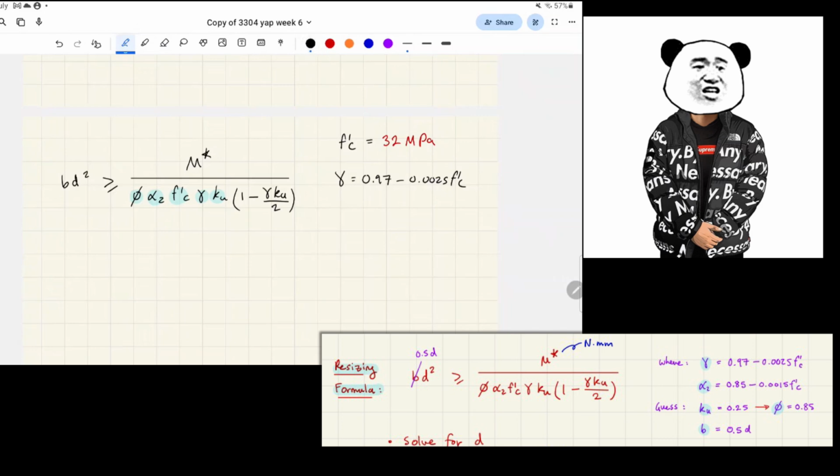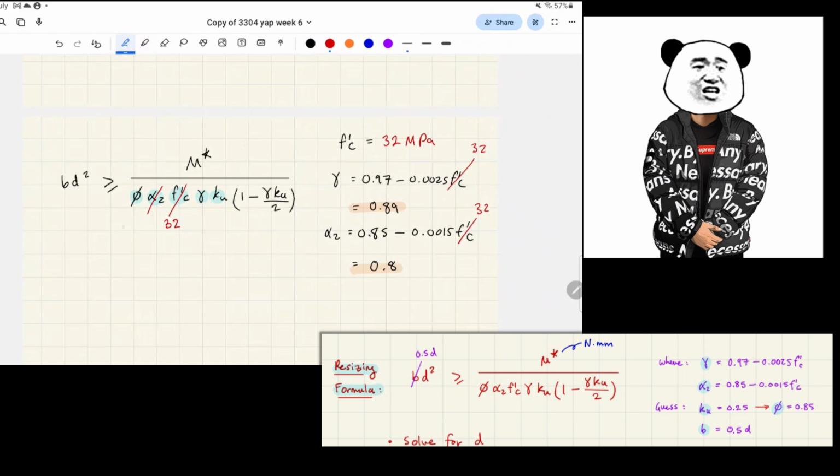So basically that instantly sorts that out. Can you also read out alpha 2 for me, please? 0.85 minus 0.0015 times 32. Yes, so that's also a function of the compressive strength of the concrete. They'll give you 32 MPa, 25 MPa, 40 MPa concrete, all these kind of numbers. But it's always given in the question because you literally can't solve the question unless they give you FC. Anyway, we have these numbers sorted. Thank you, Vina.